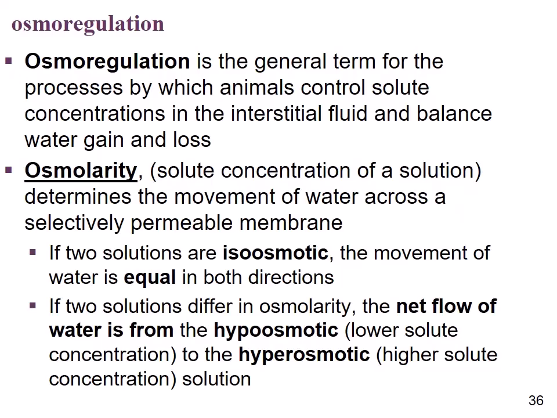That's how I feel. So, osmoregulation is the general term for the process by which animals control solute concentrations in their interstitial fluid and balance water loss and water gain. Osmolarity is the solute concentration of a solution, and that determines the movement of water across a selectively permeable membrane. So if two solutions are isoosmotic, the movement of water is equal in both directions, and if two solutions differ in osmolarity, the net flow of water is from the hypoosmotic to the hyperosmotic solution. But that should be pretty much a review there.